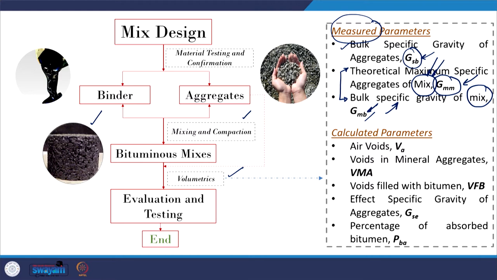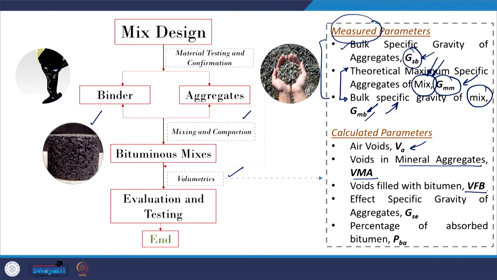Then there are parameters which cannot be measured in the laboratory. These inputs, meaning the specific gravity which we have measured in the laboratory and the weights of the individual materials which we have with us, can be used in combination to derive other parameters such as air voids. So, we will discuss these volumetric parameters. What is the volume of voids in the bituminous mixture? This we cannot measure in the laboratory. You have to remember that volume is something which is not directly measurable in the laboratory. We always indirectly measure it or calculate it.